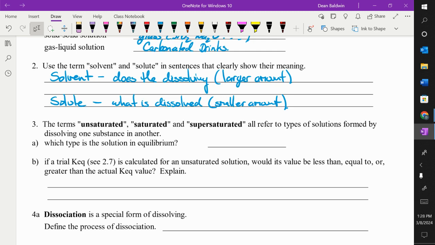Do we know what unsaturated, saturated, and supersaturated are? Unsaturated means you could dissolve more if you're dissolving it in water. Saturated means you've reached the limit. You cannot dissolve any more. What's supersaturated? You've actually gone past the saturation point. It's still dissolved in solution, but you haven't precipitated out anything, even though the math and the chemistry says you should. So you can have supersaturated solutions.